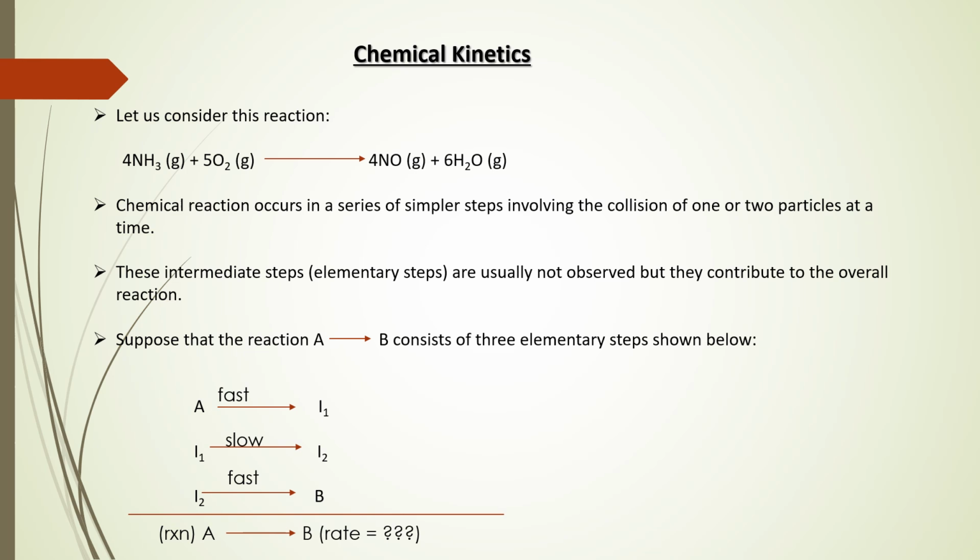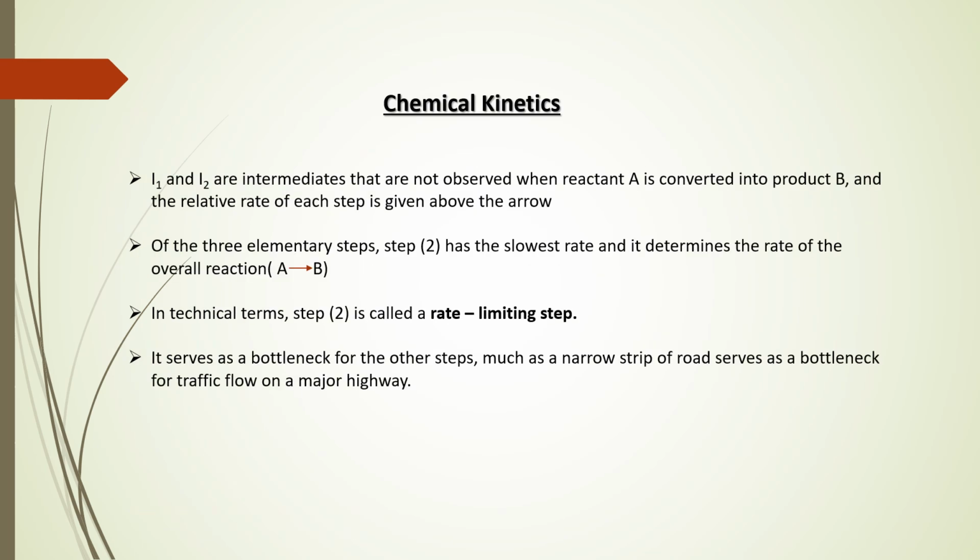So what will be the reaction rate of this reaction where A converts into the product B? I1 and I2 are intermediates that are not observed when reactant A is converted into product B, and the relative rate of each step is given above the arrow. Of the 3 elementary steps, step 2 has the slowest rate and it determines the rate of the overall reaction. In technical terms, step 2 is called a rate limiting step. It serves as a bottleneck for the other steps, much as a narrow strip of road serves as a bottleneck for traffic flow on a major highway.